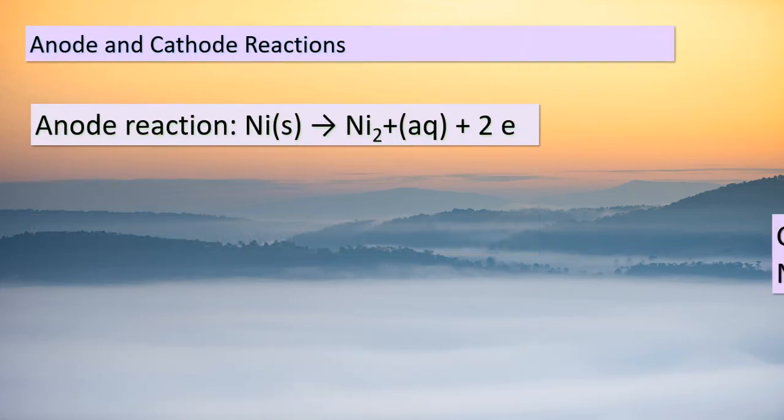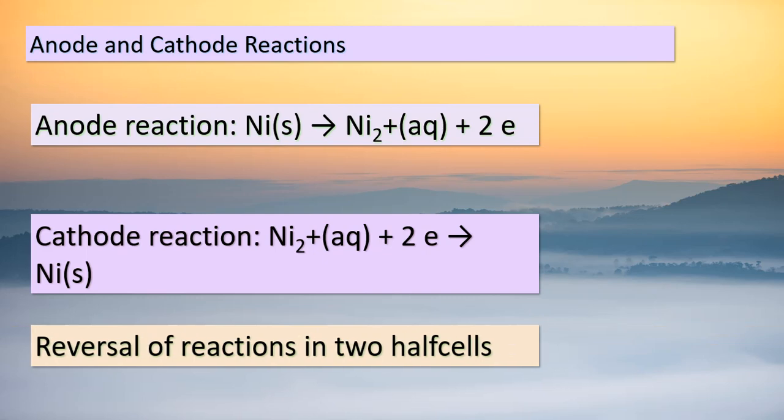Alright, dear students, let's delve into the heart of this concentration cell by examining the anode and cathode reactions taking place within the 2 half cells. At the anode, which is the half cell with the less concentrated Ni²⁺ solution, we have the reaction Ni(s) undergoing oxidation, releasing 2 electrons and forming Ni²⁺(aq).